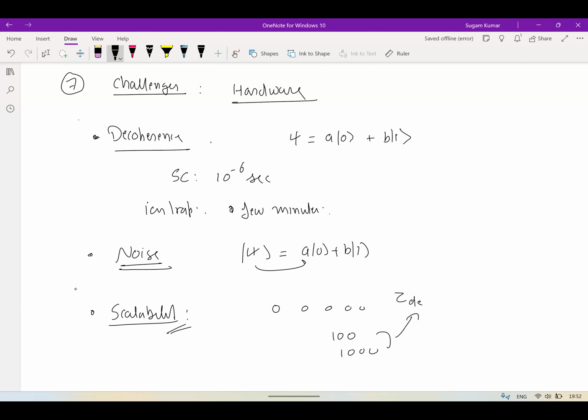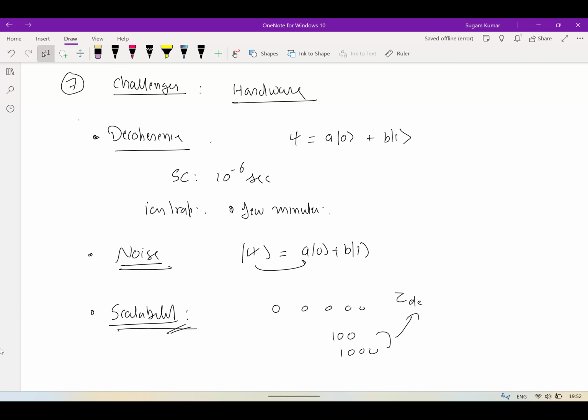Okay. It means the amount of time you have to perform the calculations is less now. So the scalability is the biggest issue at the moment in the quantum computing business.